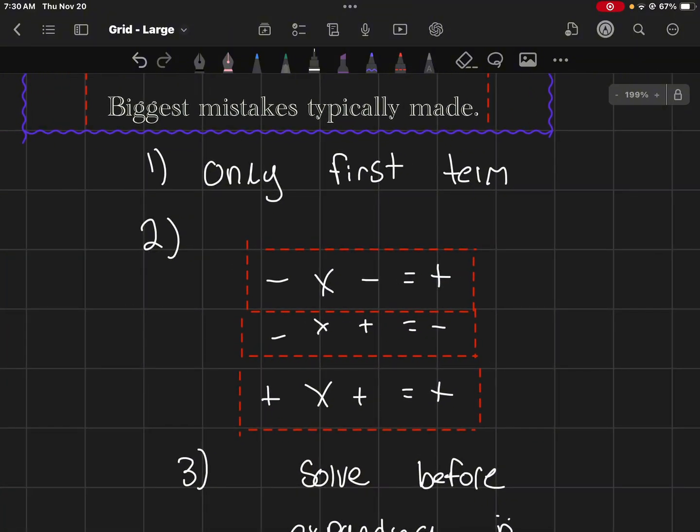Now, to end this lesson, here are some common mistakes that students typically make. Firstly, they forget to multiply everything in the bracket, and they only multiply the first term, forgetting the second or the third. They also mess up the negative signs. Remember that a negative times a negative is a positive. A negative times a positive is a negative, and a positive times a positive is a positive.